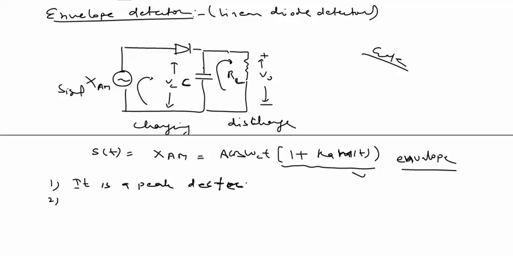Detector circuit means whatever is applied to it, it gives its peak value. If I apply a triangular wave on it, it gives the peak value of the triangular waveform.